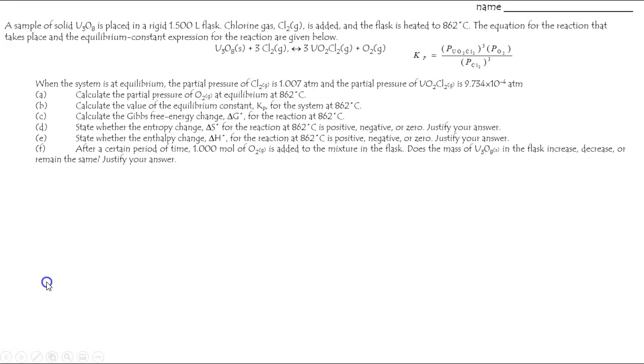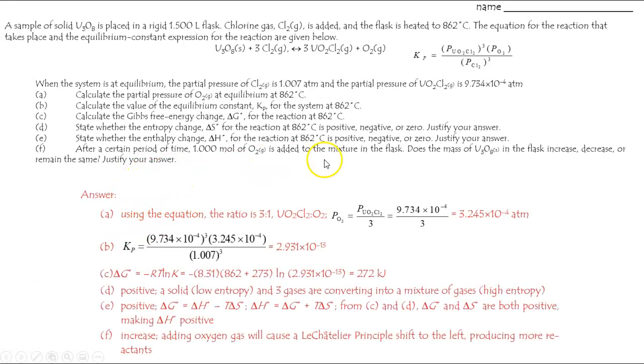And somewhere, there it is. Okay, so as before, we noted that there's a 3-to-1 ratio for UO2Cl2 and oxygen. If they give you the UO2Cl2 at equilibrium, for every 3 of those form, only 1 of those form. So the partial pressure will be 1/3 that of UO2Cl2. That is part A. For part B, we have everything right here. We plug in all those 3 numbers, punch them in, and we get an insanely low number for the equilibrium constant.